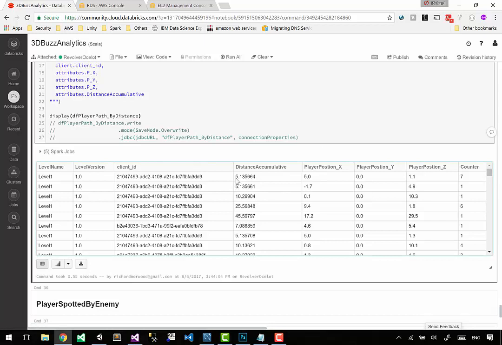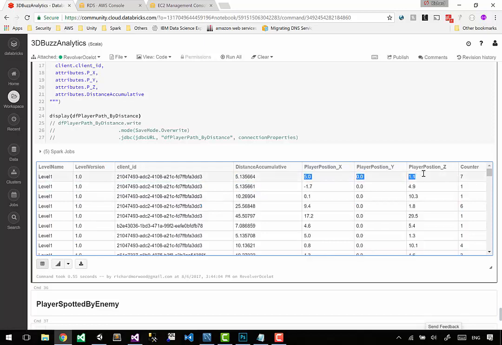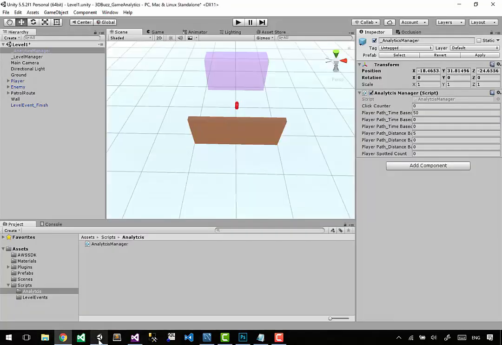This one's quite interesting. The distance accumulative is 5 units, and we have seen this player in the exact same position 7 times after moving that far. That's pretty cool. Why? Well, because it's in the same position. After moving 25.5 units, this player, which is me, was at the same position 6 times. Yeah, that's cool. I'm so confused. Why? How are you confused? Why would they be in the same position?